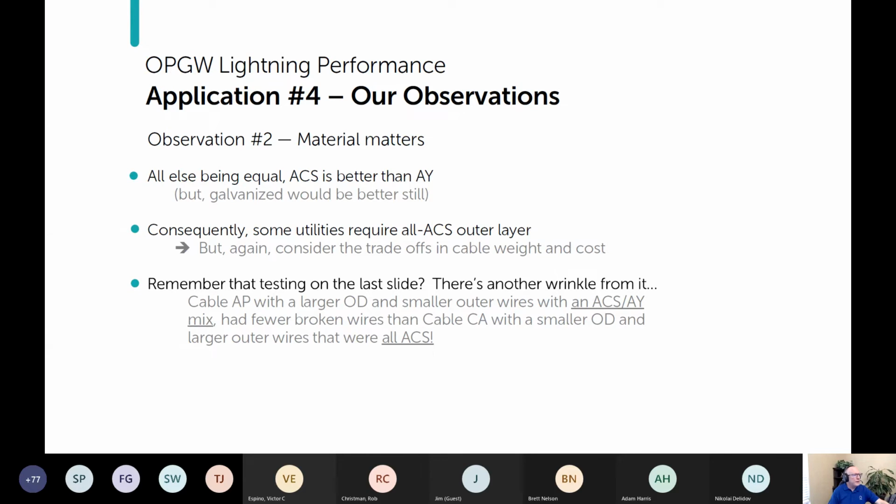Well, there was another thing in that testing. The AP cable, the aluminum pipe type cable with the larger OD and the smaller outer wires, those outer wires were mixed, and yet none of them, including the aluminum alloy wire, were broken, or fewer of them were broken. But actually what I remember was there were no aluminum alloy wires broken. Then the center tube design that had a smaller OD but larger outer wires that were all ACS seems to contradict what the observation here is in general, in this specific case.